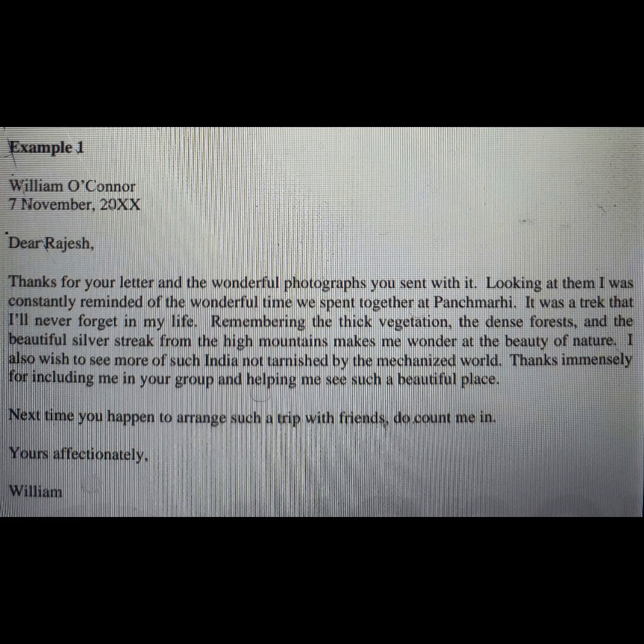Dear Rajesh, thanks for your letter and the wonderful photographs you sent with it. Looking at them, I was constantly reminded of the wonderful time we spent together at Panchmari. It was a trek that I'll never forget in my life. Remembering the thick vegetation, the dense forests, and the beautiful silver streak from the high mountains makes me wonder at the beauty of nature. I also wish to see more of such India not tarnished by the mechanized world. Thanks immensely for including me in your group and helping me see such a beautiful place. Next time you happen to arrange such a trip with friends, do count me in. Yours affectionately, William. Example 2.